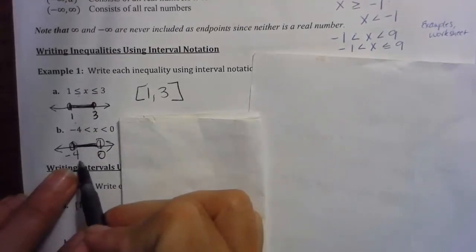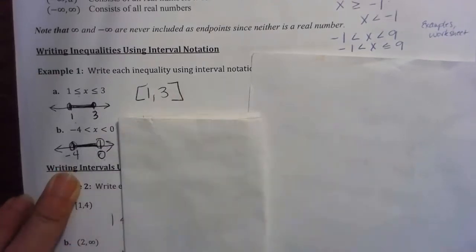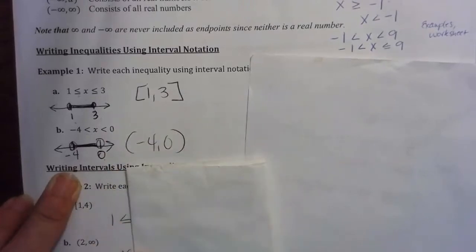Again, this is my left endpoint, this is my right endpoint. We're going to separate those with commas. Since they're not included, guess what? We're going to use parentheses. So there would be your answer.